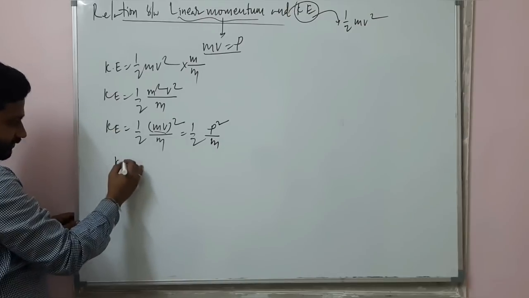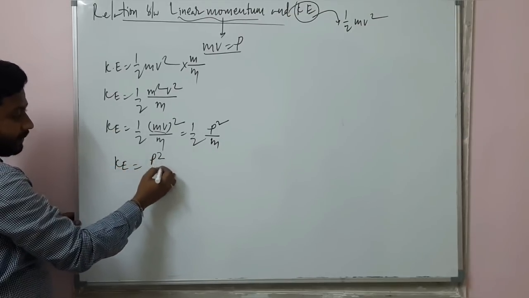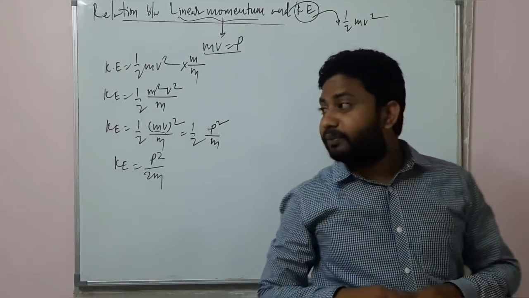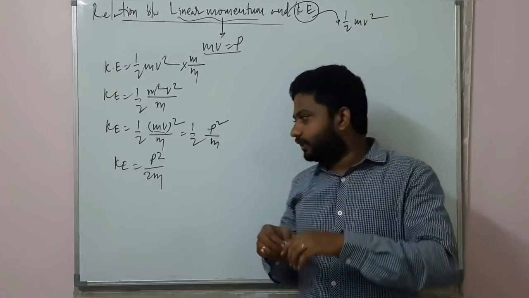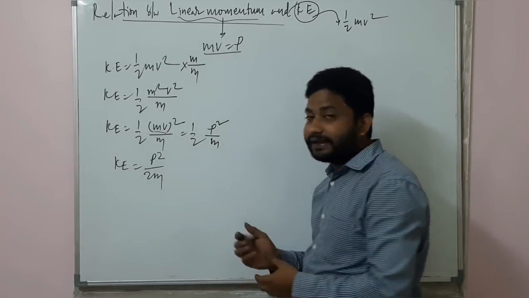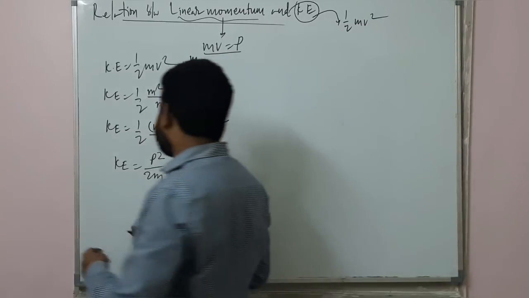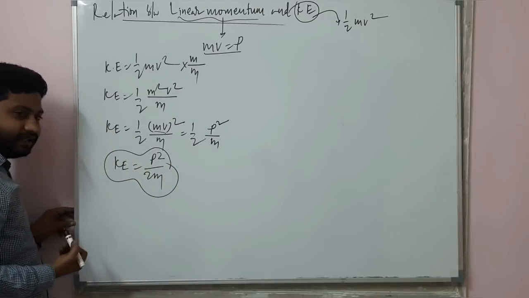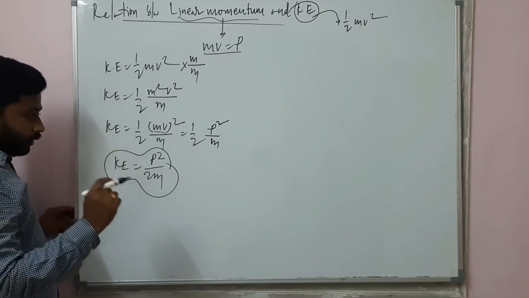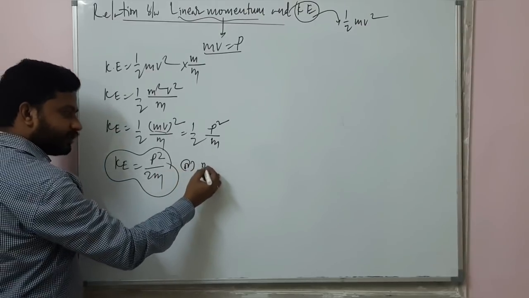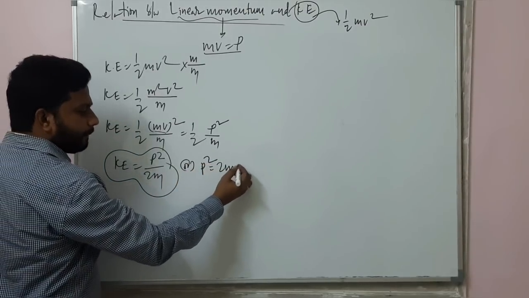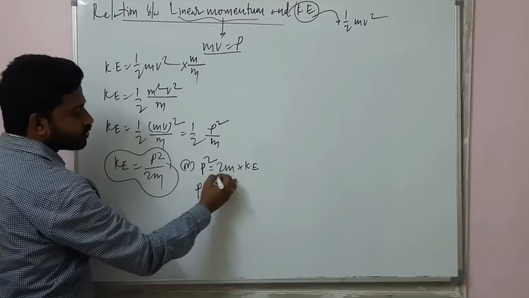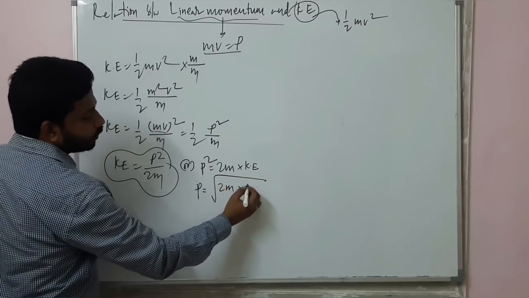See the interesting relation we have got. Kinetic energy is equal to P square by 2M. Kinetic energy is what? P square by 2M. Where P is linear momentum, M is mass, and this is kinetic energy. Right? And this expression is the basic expression and the relation between kinetic energy and linear momentum. Here, you can also write P square is equal to 2m into kinetic energy, where P is equal to square root of 2m into kinetic energy.